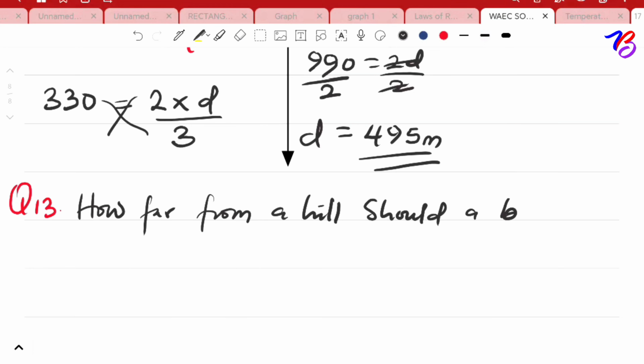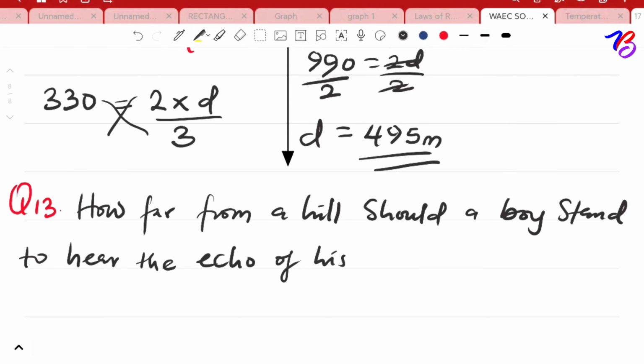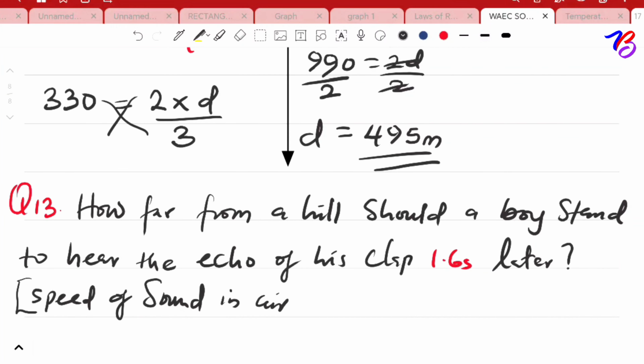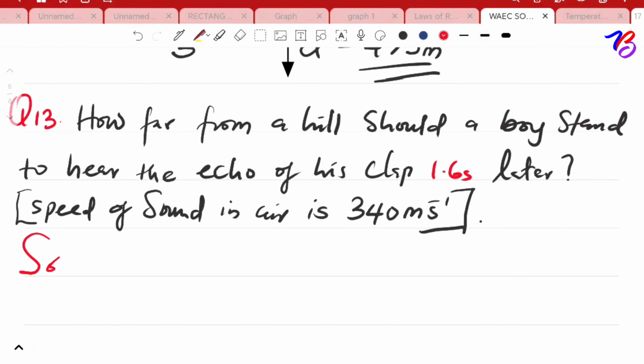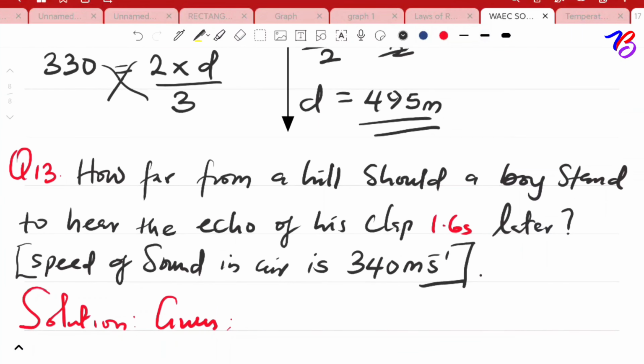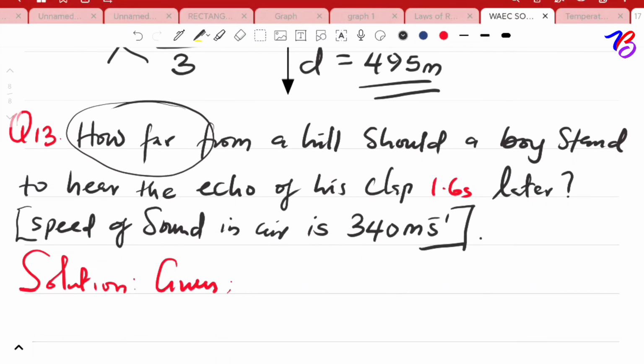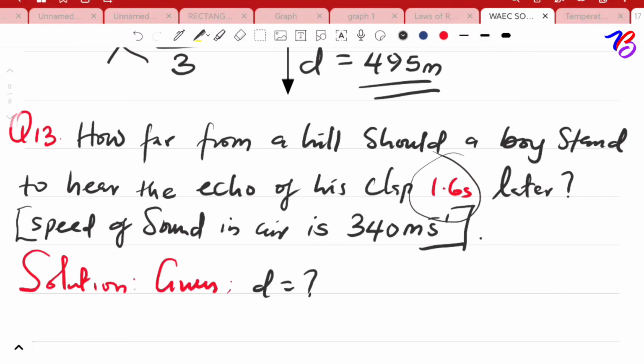How far from a hill should a boy stand to hear the echo of his claps 1.6 seconds later? The speed of sound in air is 340 meters per second. So, solution using the triune parameters, the three interconnected parameters. Number 1, how far? The distance is unknown. Number 2, 1.6 seconds later is time, 1.6 seconds. And then we are given speed to be 340 meters per second. So velocity V is equal to 340 meters per second.